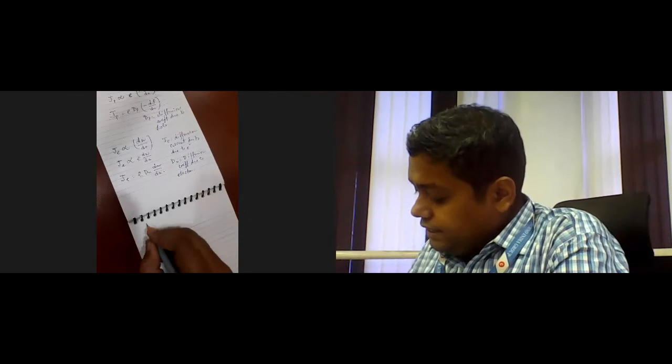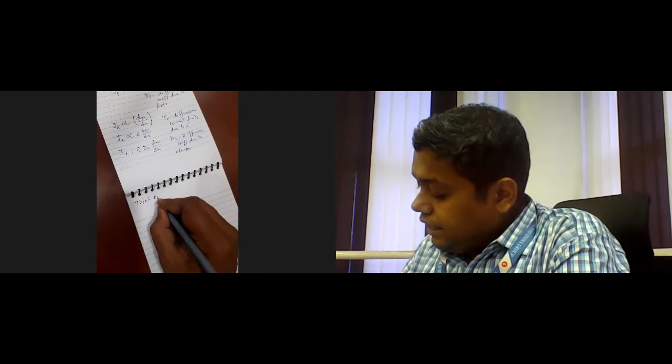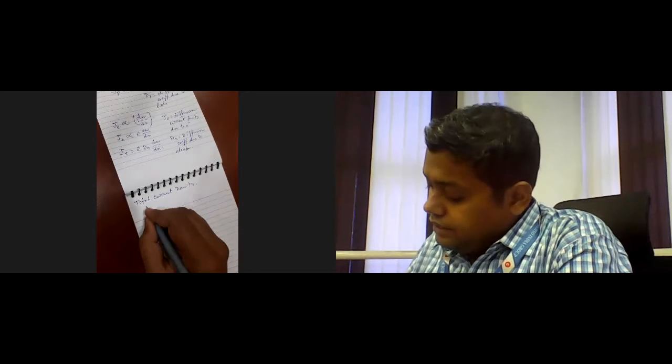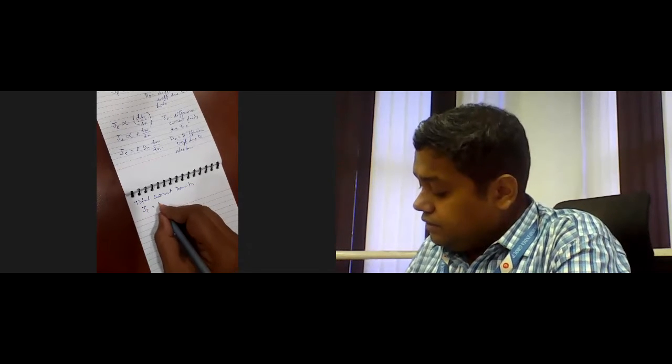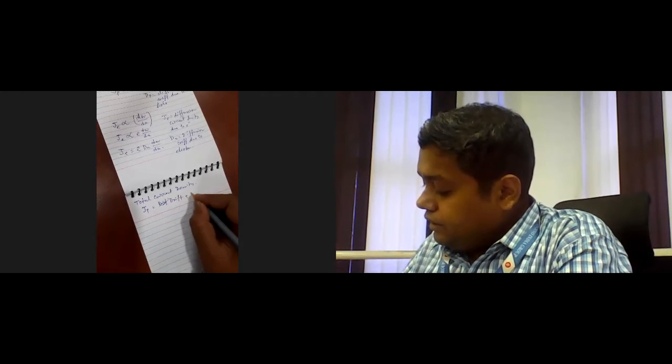So the total current density, as already discussed, is the drift plus diffusion.